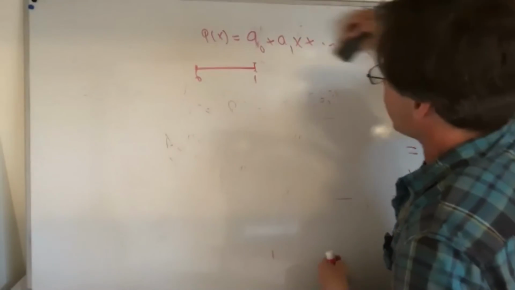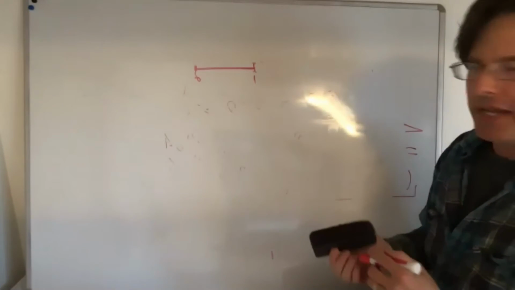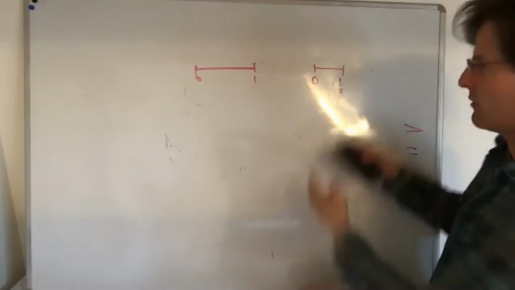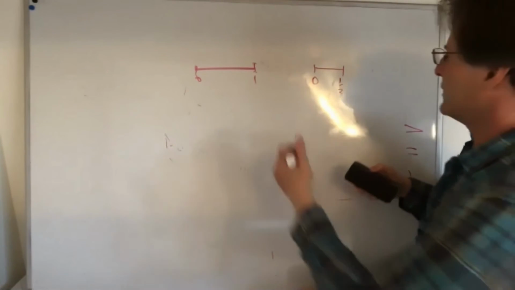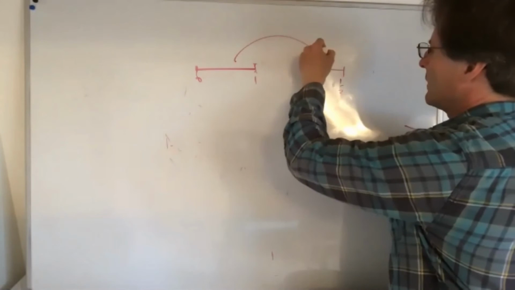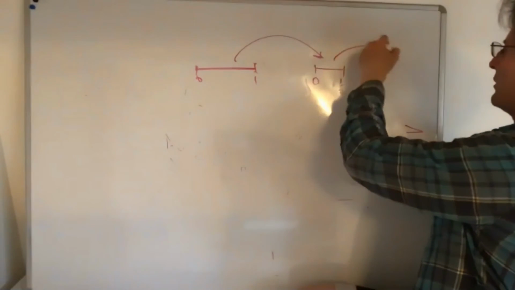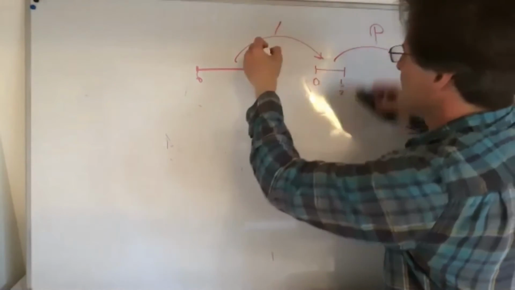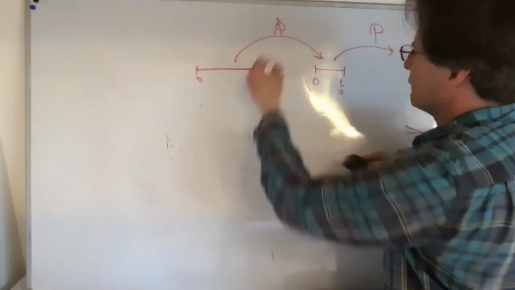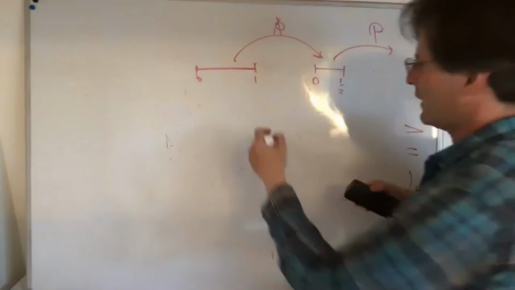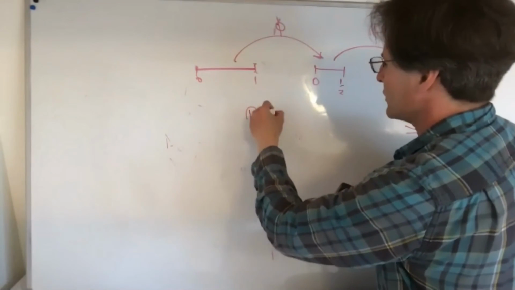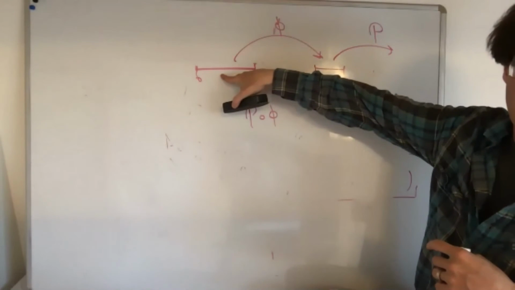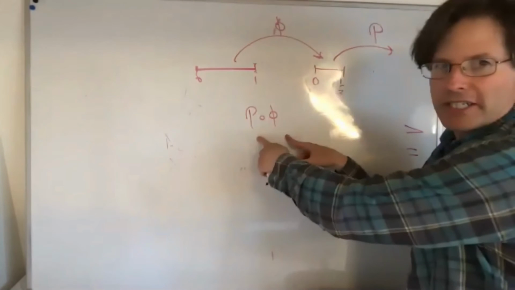This criterion doesn't always work, but suppose I wanted to show that some polynomial was positive on [0, 1/2]. Then what I do is I have my polynomial p like this, and I have my map here, call it phi. Phi just shrinks. And if I look at p composed with phi, that's a polynomial on the unit interval again, and I can try my criterion.